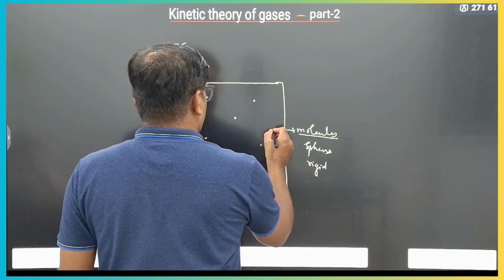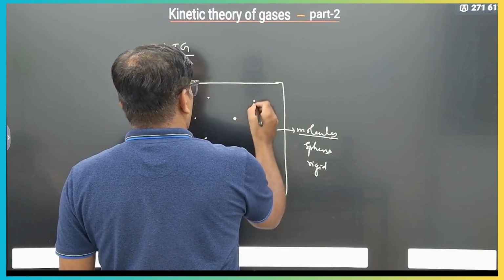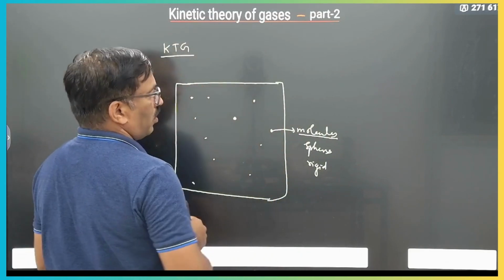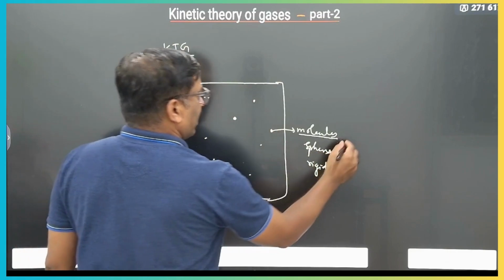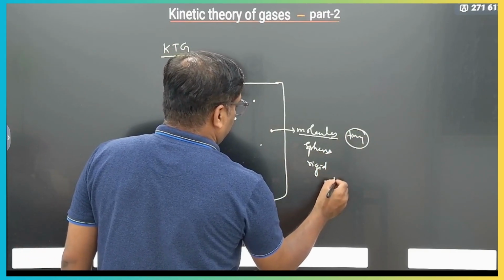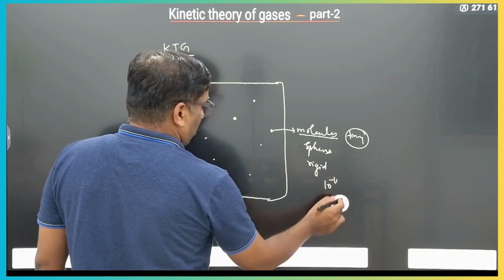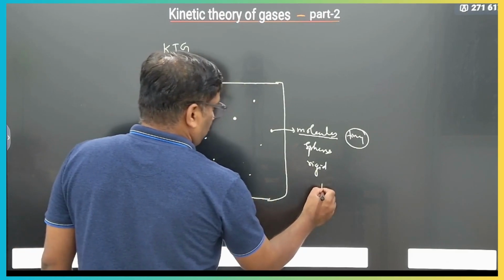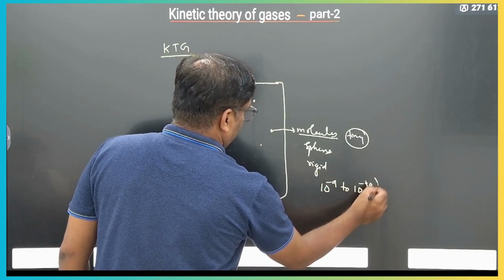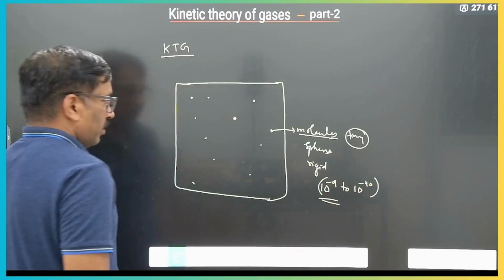So these are the gas molecules, and they are separated by a very large distance from one molecule to another. These molecules are actually very tiny. Tiny means very small. The size of the molecules is in the order of 10 to the power of minus 9 to 10 to the power of minus 10.